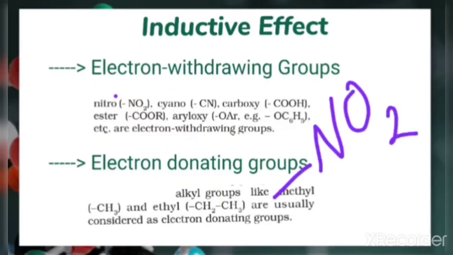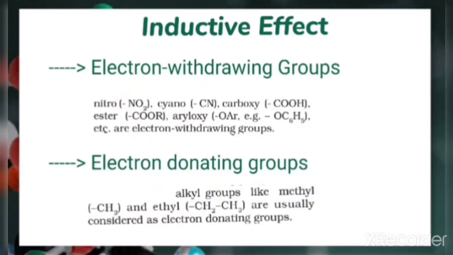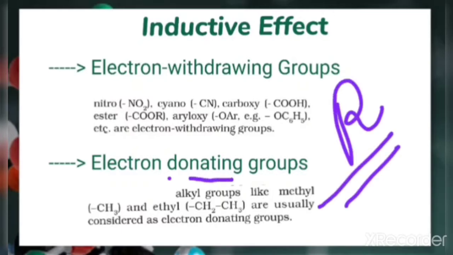Let us take some examples of such groups, like the nitro group, NO2. NO2 is a very good electron withdrawing group. Cyano group, and the other aryloxy. These are the important electron withdrawing groups. Even the carboxy group and ester group, these are all electron withdrawing groups. That means they withdraw the electron. But some groups have the tendency to donate or release electron density. That means the electron density will be away from it. The most important example is the alkyl group.